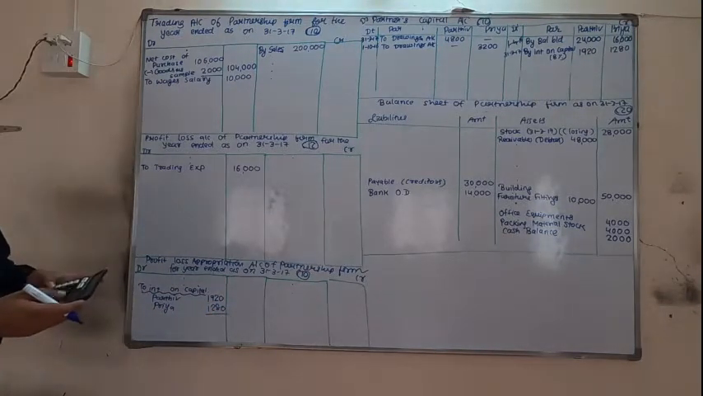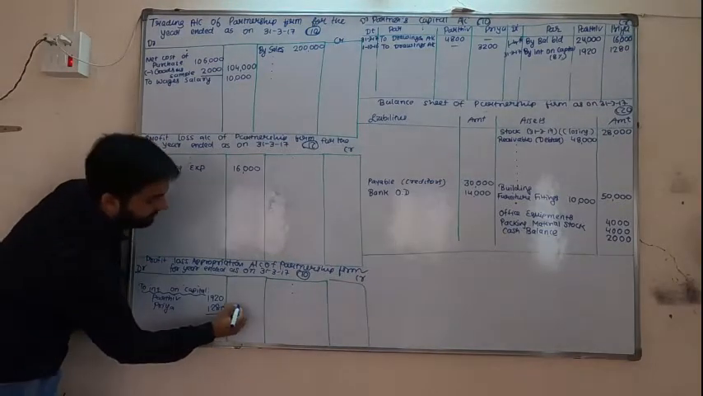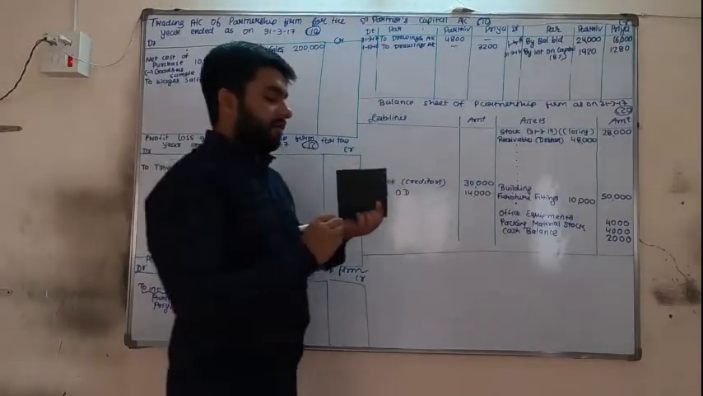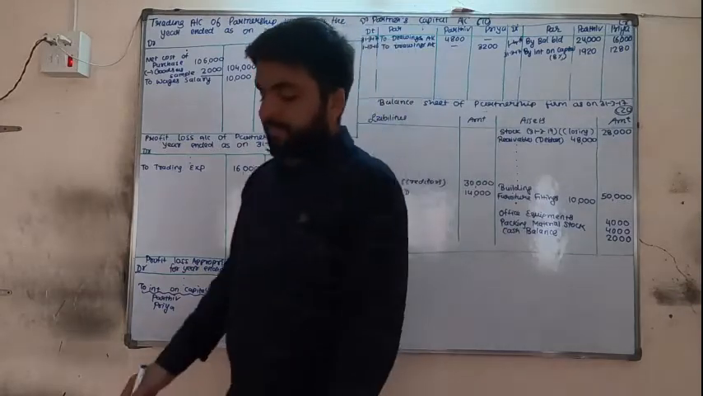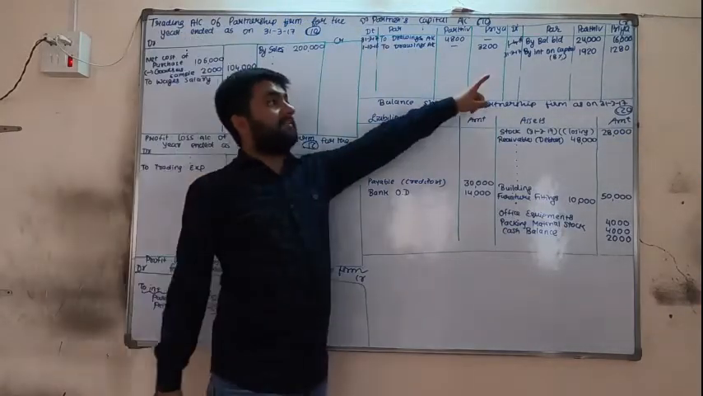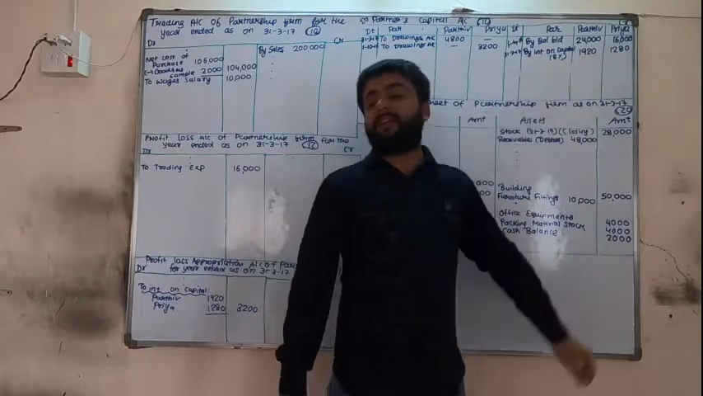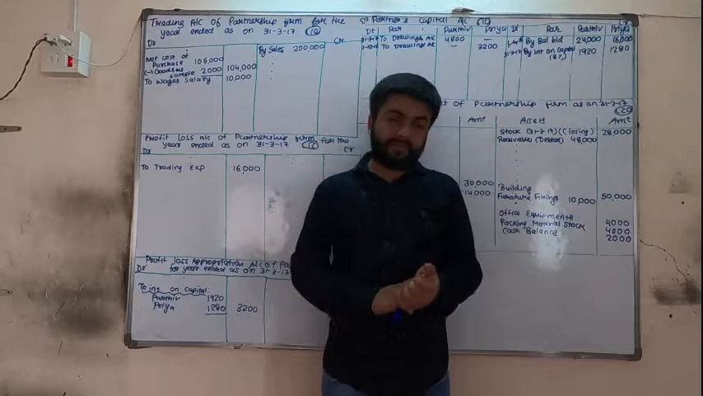Now take the total: 1920 plus 1280, 3,200. So in this way you have to record the interest on capital, my friends. Again I would like to repeat: capital is credit, so interest on capital is credited here, and here it is debited. Write both and write the total outside.